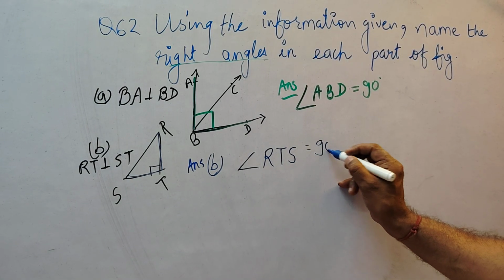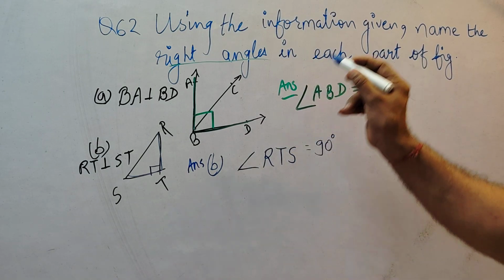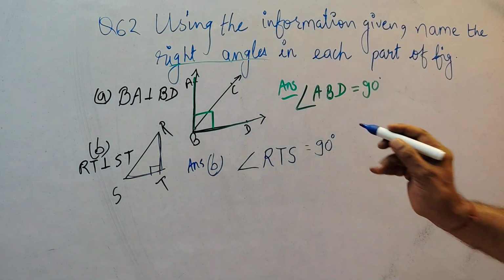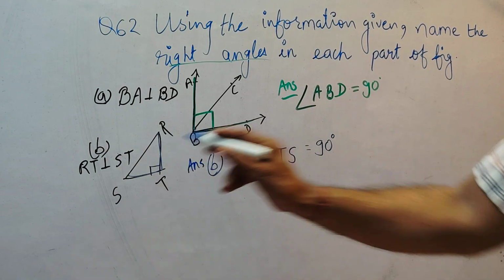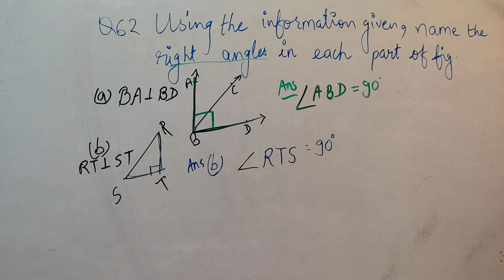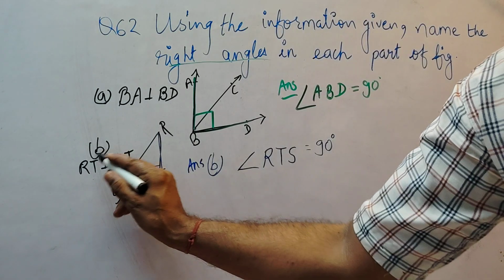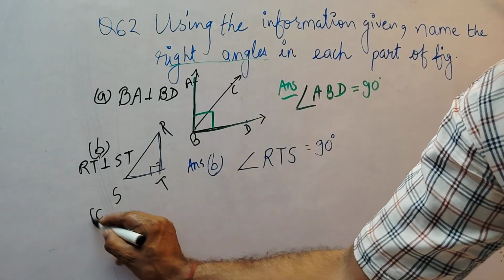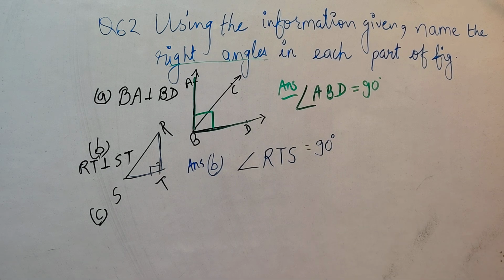RTS, because it is equal to 90 degrees. Perpendicular means 90 degrees, and right angle means 90 degrees. So we have to write the name of the angle that is formed here with the measure of 90 degrees. RT perpendicular to ST, that's why it is 90. Confirm, it is given. Now C part.